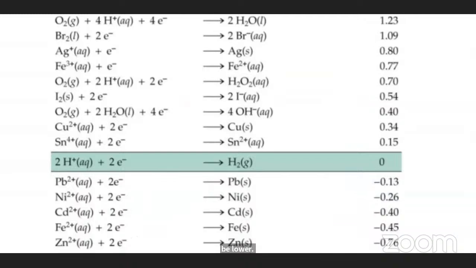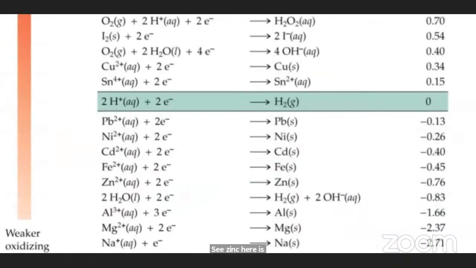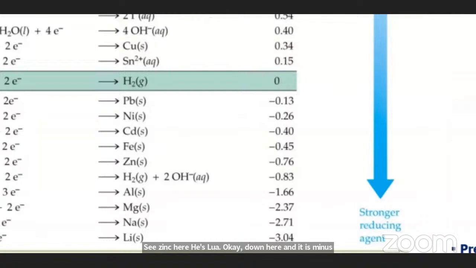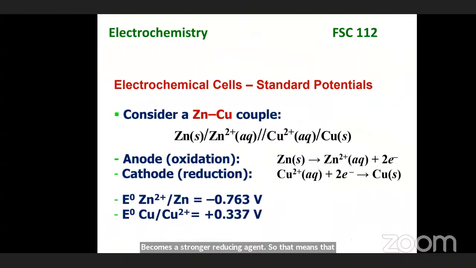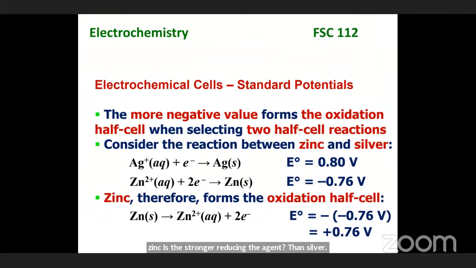See zinc here is lower, down here, and it's minus 0.7. And look at this arrow. It says as you go down, it becomes a stronger reducing agent. So that means that zinc is a stronger reducing agent than silver. So that's basically what this is telling you here, that the more negative value will now form the oxidation, because the reducing agent is the one that undergoes oxidation, and the oxidizing agent is the one that undergoes reduction.